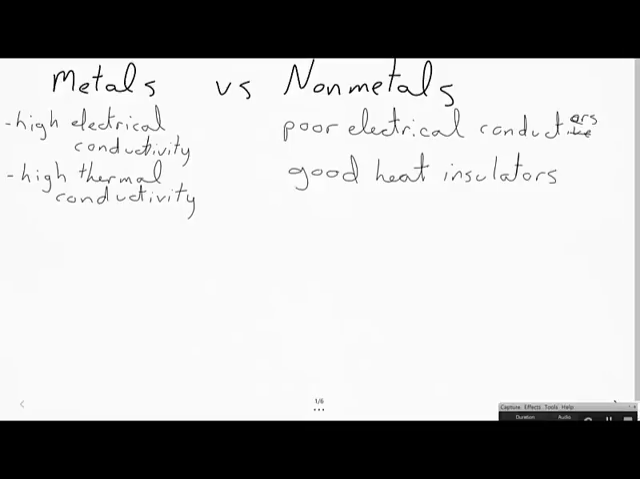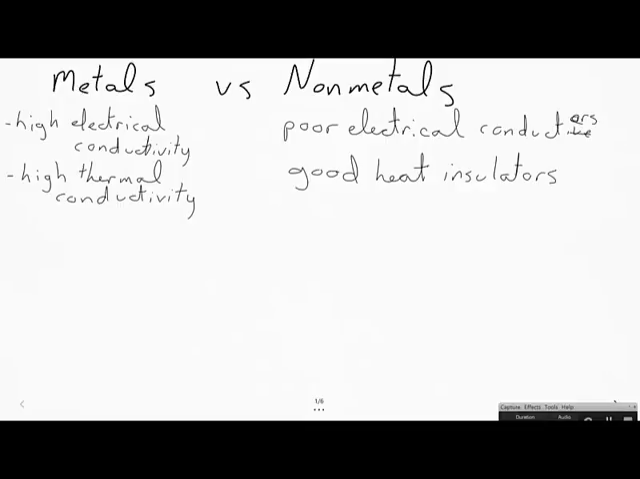Which is why if you want your house to be warm in the wintertime, you do not want something that's metal, because metals are really good conductors of the heat that you want to keep inside. Whereas if you have a wooden house or a brick house, those are nonmetals and are better at insulating it. Metals are typically gray or silver, and they have a luster.